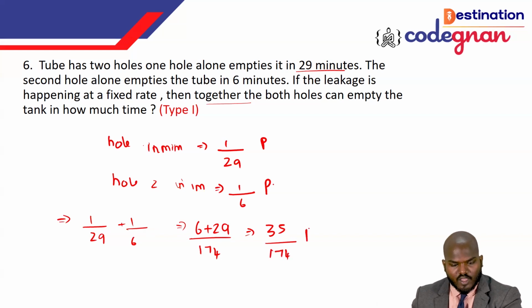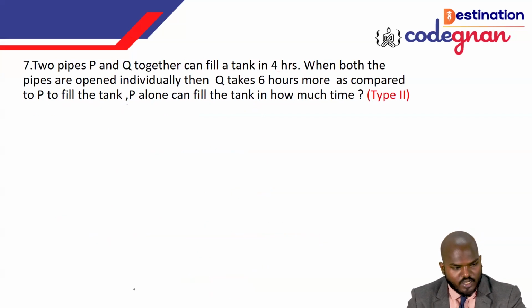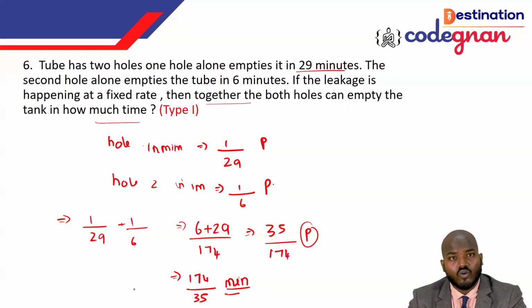So this is 35 by 174 parts, but they are asking for the time, the time in minutes. So I need to write 174 by 35 minutes as the correct answer to the question. Okay guys, I'll move to the next question. I think you clearly understand the question. If anyone wants me to answer this again, let me answer it once again.